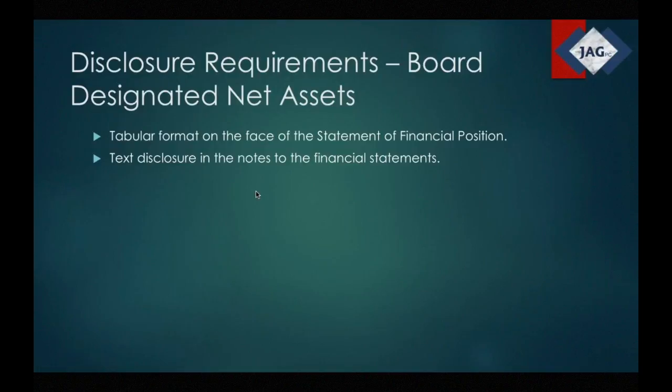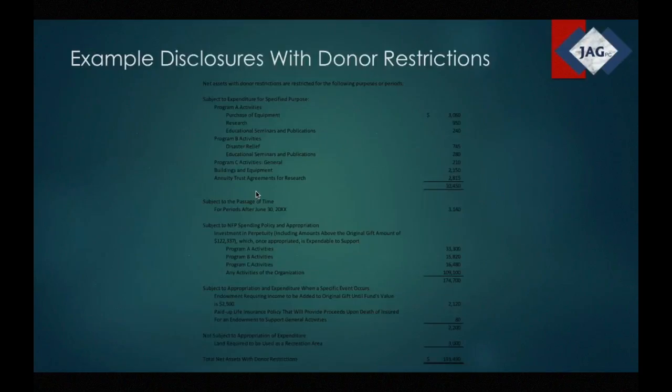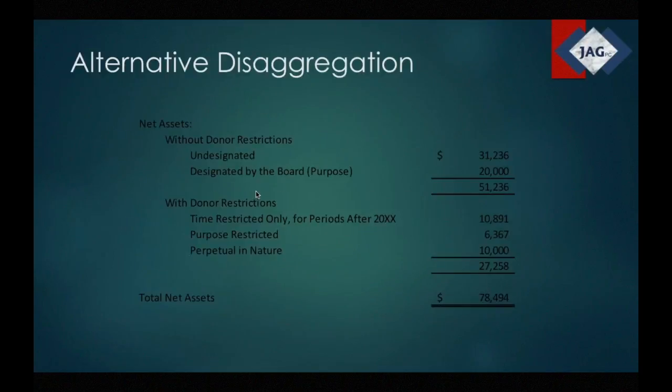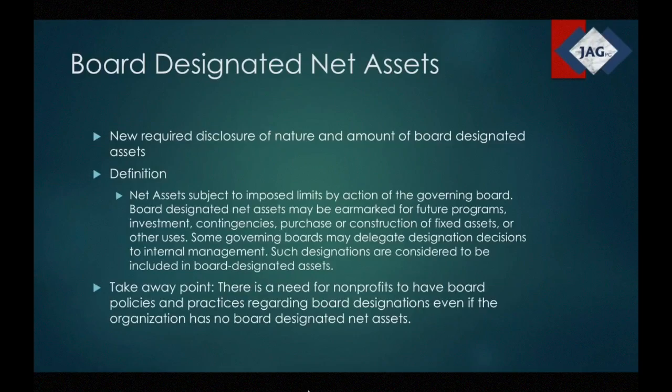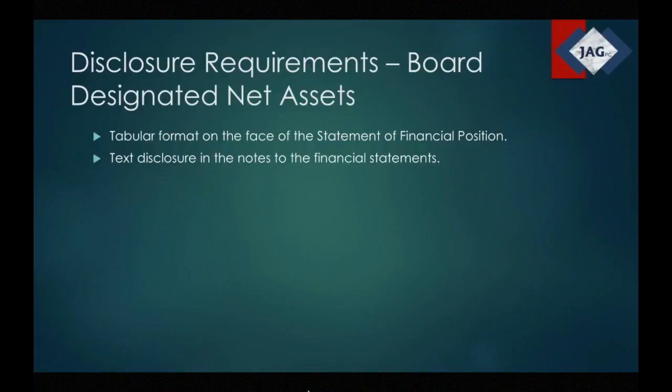Now the question then is, how do you disclose the board designated net assets? You can do it two different ways. One, you can do it in a tabular format on the face of the financial statements, and I'll go back a couple slides, which is exactly what we mean by this, with your donor restrictions and those designated by the board separated out. And then the other way is, if you don't want to do that, that's fine. You don't have to do the tabular. You can have it as a text disclosure in the notes of the financial statements.